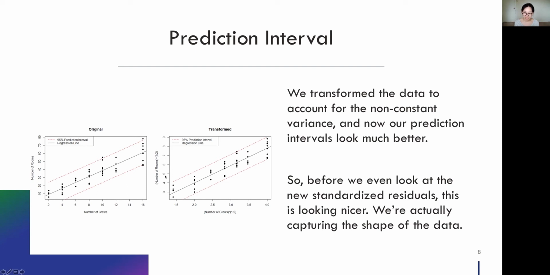We transform the data to account for non-constant variance, and our prediction interval looks better, as you can gauge by the distance from the interval to your actual data. So this looks nicer before we transform back, by looking before we really check the standardized residuals, and we're capturing the shape of the data.